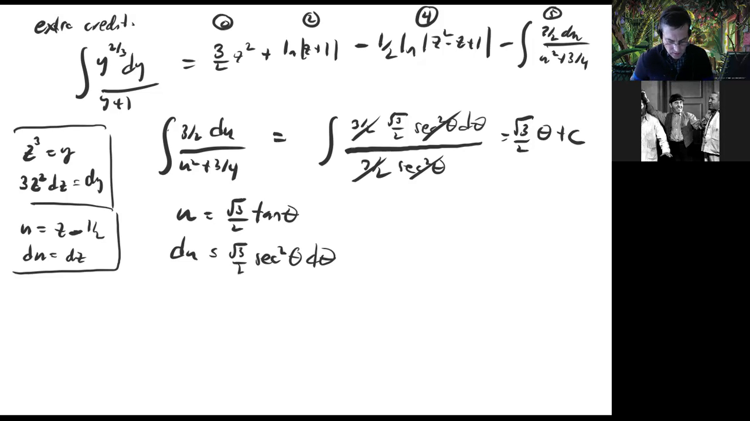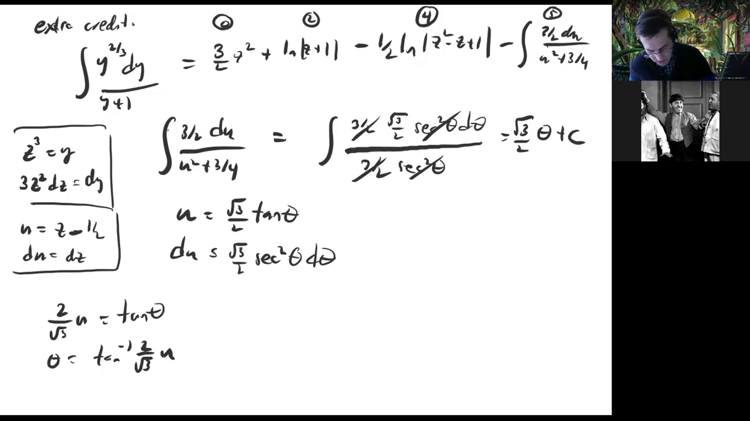Now, what is the square root of 3/2 theta? Well, u is the square root of 3/2 tangent theta, so 2 over the square root of 3 times u is the tangent of theta. So theta is the arctangent of 2 over the square root of 3 times u. So the square root of 3/2 times theta is the square root of 3/2 arctangent of 2u over the square root of 3. Let me put the plus c at the very end. We don't need the plus c yet. That's what you get so far.